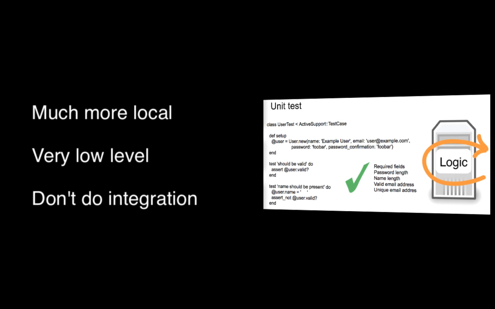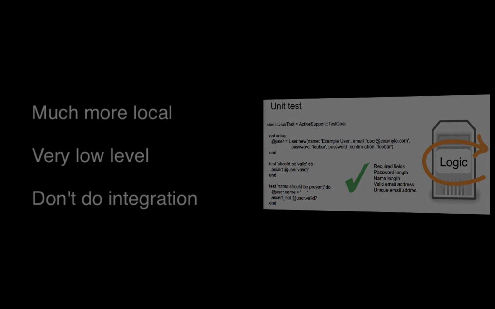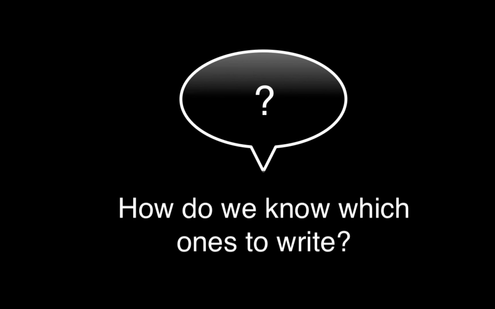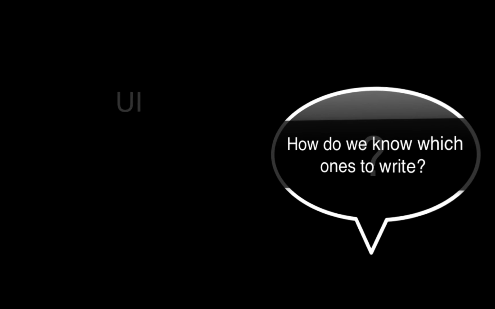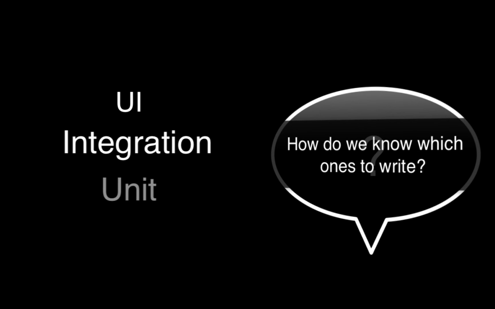Now, the interesting question is, out of all these three different types of tests, how do we know when to choose one kind of test over the others? You see, we could have written all these tests at any layer of the application. They would have all worked. And teams that are new to automated testing sometimes go about doing exactly that.